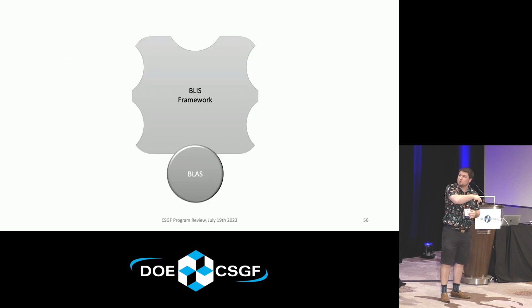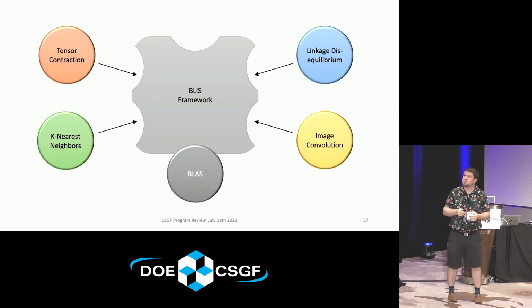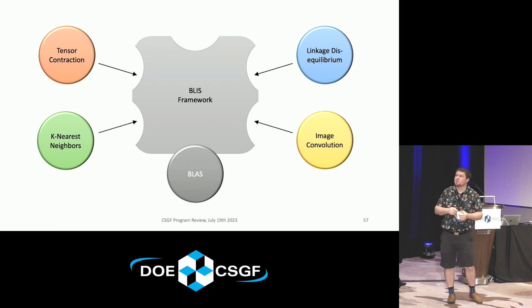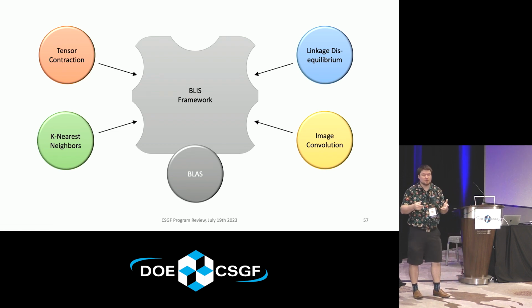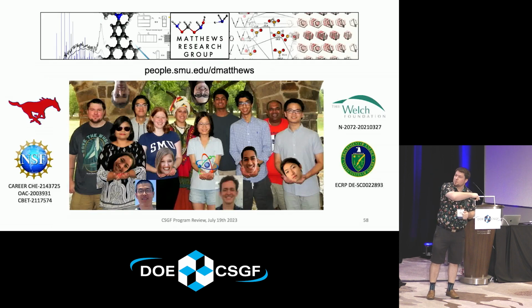And so what we've done is we've made BLIS now into a framework. It does BLAS, that's the obvious plug-in for it, but it can do so much more. Some of the examples that people have used this for in the literature are tensor contractions, k-nearest neighbors needed for machine learning, which I did, something called linkage disequilibrium from computational biology, of all places, image convolution for machine learning. There are all sorts of things we can do with this framework, including quantum chemistry.